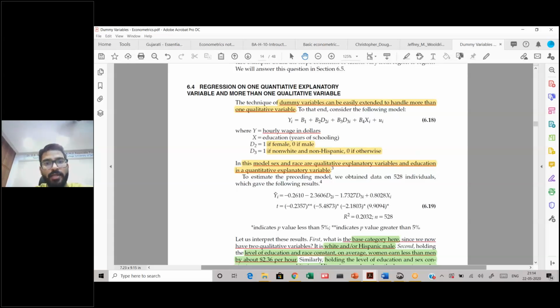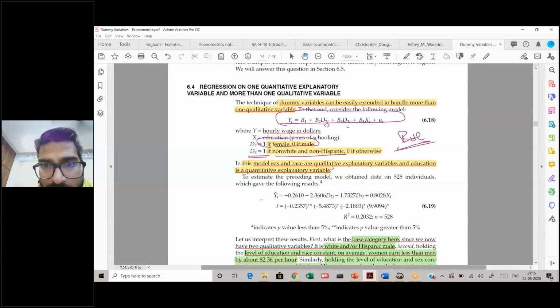What we have done is we have added two different dummy variables. One is for gender, male and female, and the other is for race. Here, this particular race can take two values. One value is non-white, non-Hispanic, which means that if I give you this regression equation, what will be your base category? Please check if you can find the base category. What will be the base category when you put this as 0 and this as 0?